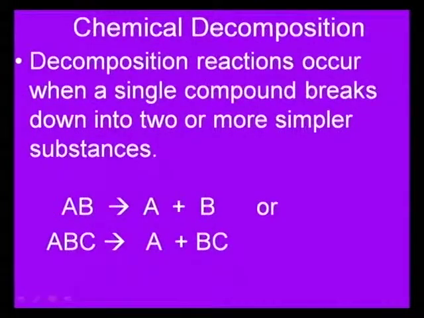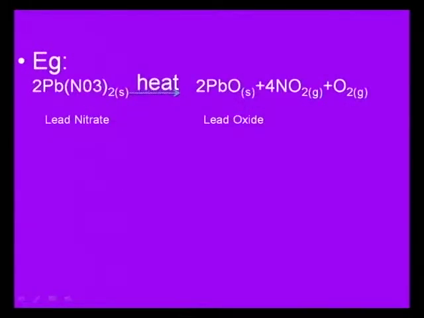And what is the second one? Chemical decomposition reaction. The chemical decomposition reaction is a reaction in which a single compound breaks down into two or more simpler substances. For understanding this chemical decomposition reaction, we have taken lead nitrate. When we heat the lead nitrate, it decomposes into lead oxide plus nitrogen gas and oxygen gas.